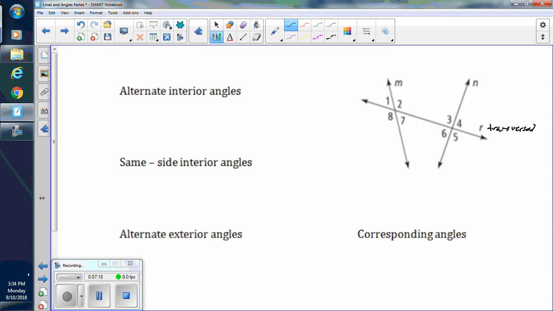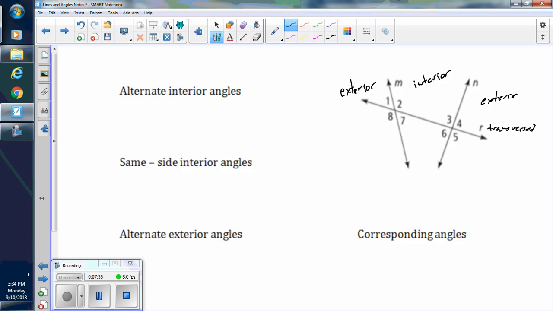And our two lines are M and N. They have an interior. And then the exterior is on the two other sides of the angle, of the lines, excuse me.